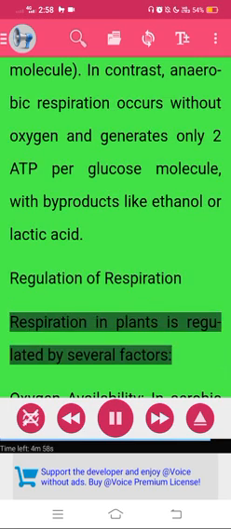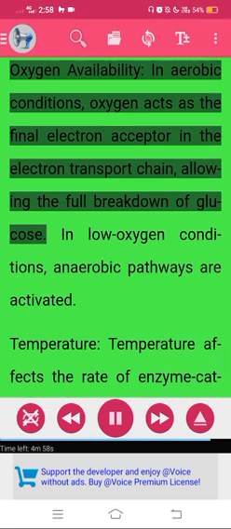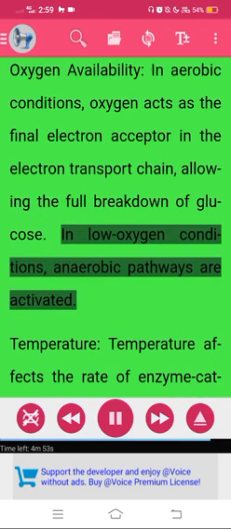Regulation of respiration. Respiration in plants is regulated by several factors. Oxygen availability: in aerobic conditions, oxygen acts as the final electron acceptor in the electron transport chain, allowing the full breakdown of glucose. In low oxygen conditions, anaerobic pathways are activated.